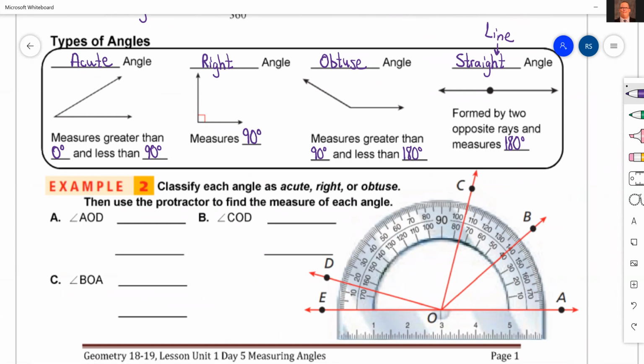So now let's measure these angles using this protractor and then classify it. So we've got to measure it and then classify. The first one is angle AOD. So it's going to be this one, A. I'm going to go to O, and then I need to go up to wherever D is.